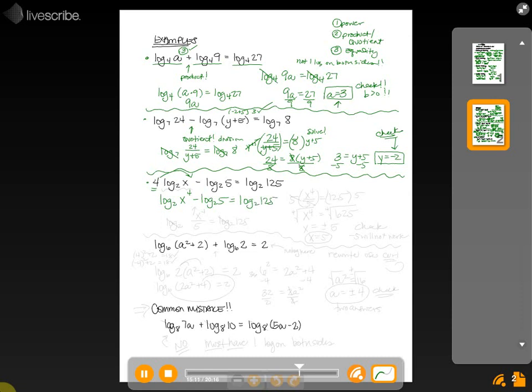Now we want to move on to the second step, see if it's going to be the product or the quotient, or a combination of both.